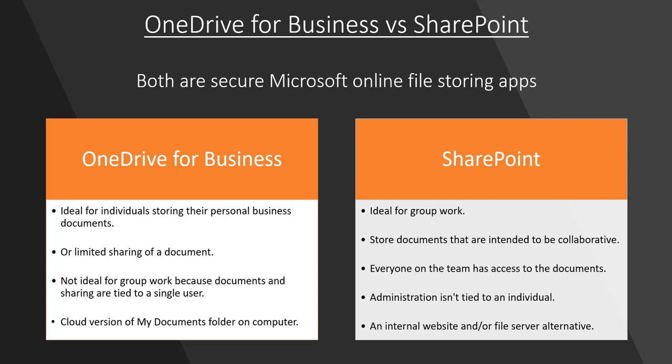OneDrive for Business is ideal for individuals storing their personal business documents, or limited sharing of a document between several people. You'll see their changes and they'll see yours in real time. It's not ideal for group work because the documents and the sharing are tied to a single user. You can always upload to a SharePoint site if a team needs access. It could be thought of as the cloud version of the My Documents folder on your work computer.